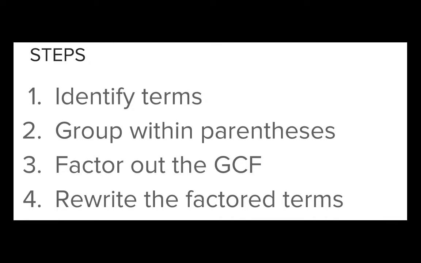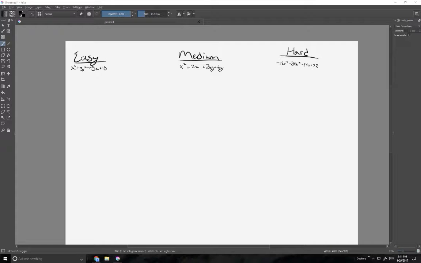First, identify the first four terms you'll be using. Second, group the first two terms and the last two terms. Third, factor out the GCF in order to find the factors. The factors in the parentheses are one factor and factors outside the parentheses are another. And that leads us into the fourth step, which is to rewrite the factors.